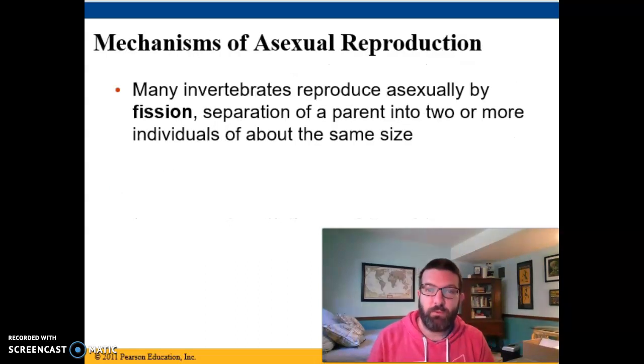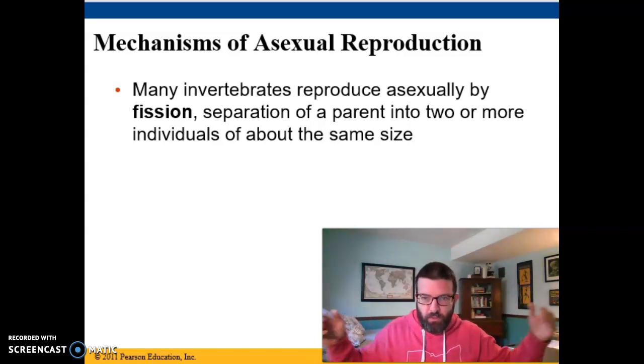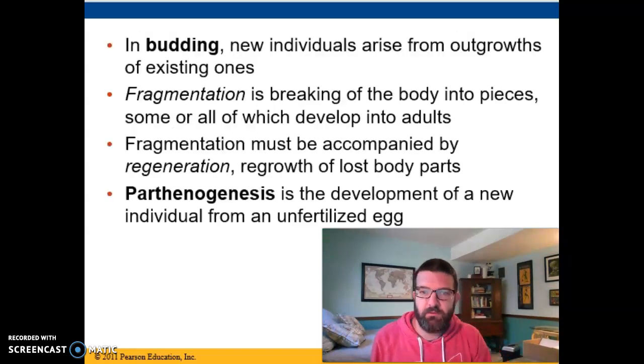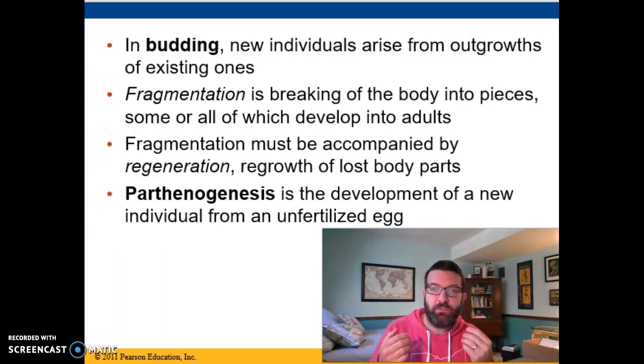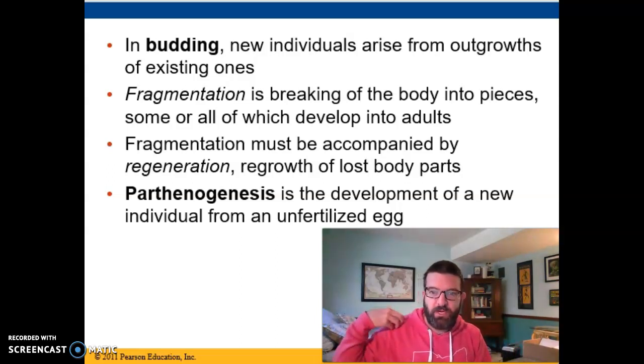Maybe the simplest way to reproduce asexually is just to divide yourself in two, and then both halves grow up and become adult individuals of about the same size. But there are other ways to go about doing it too. Budding is an example where, for instance, in a hydra, a new hydra grows off the side of an old hydra. Eventually it'll fall off and grow into an adult.